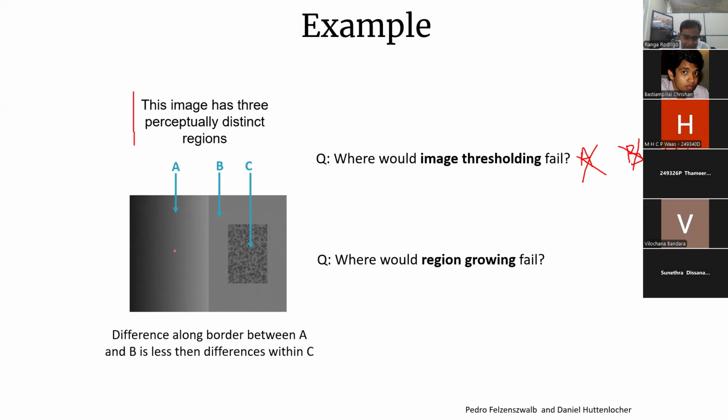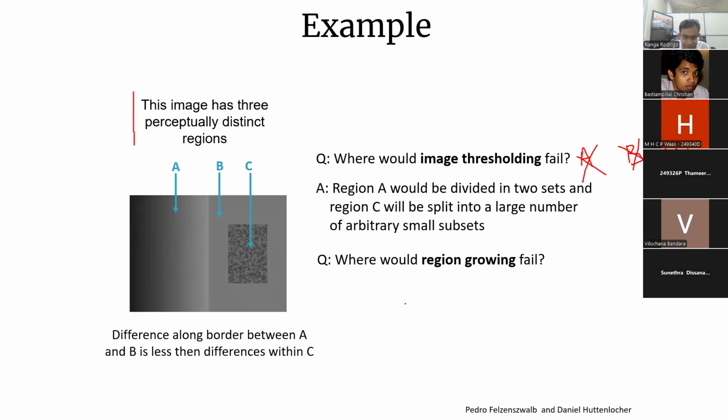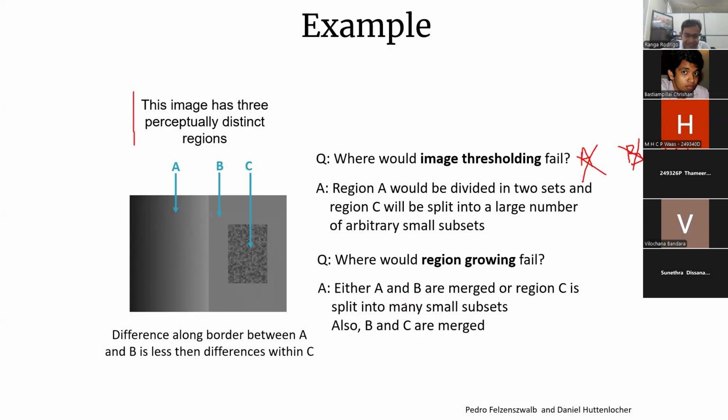Region growing, I would say, usually may work on region A. On the others, it's not true. So either A and B are merged, or region C is split into many small regions. So A and B are merged. Yeah, you can see the answer.